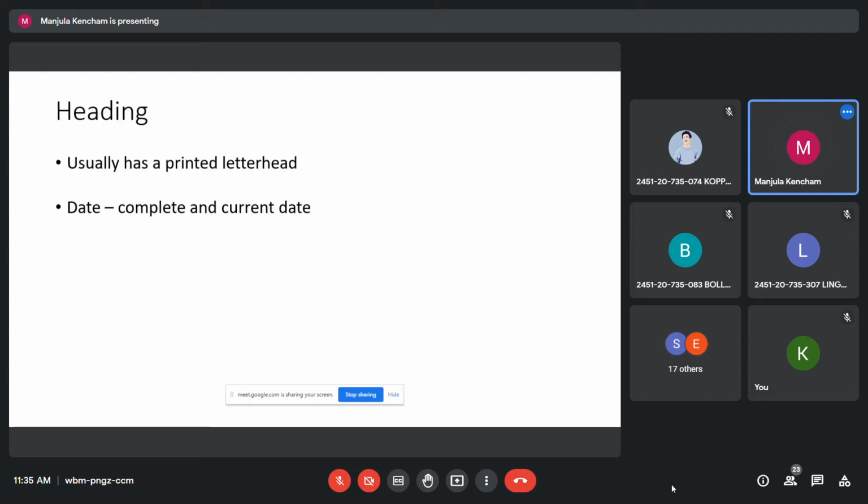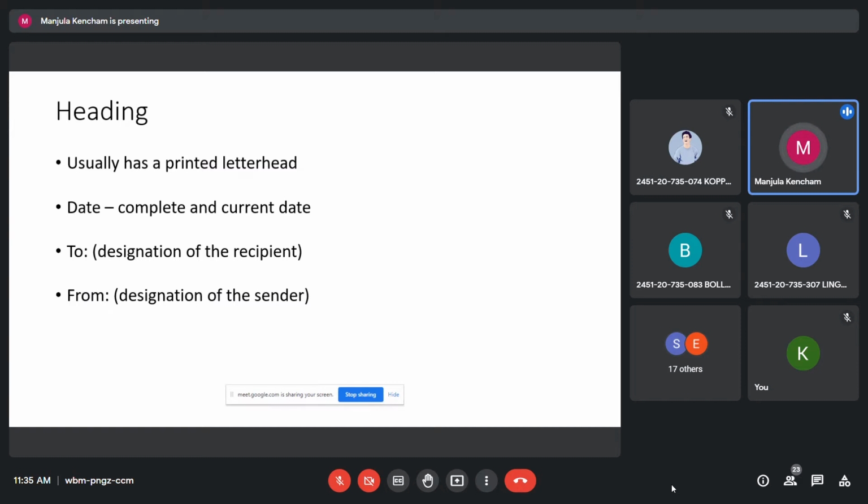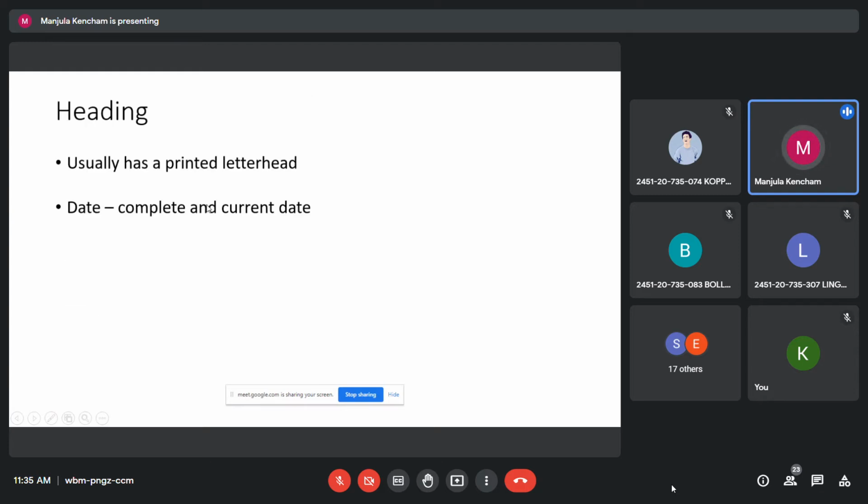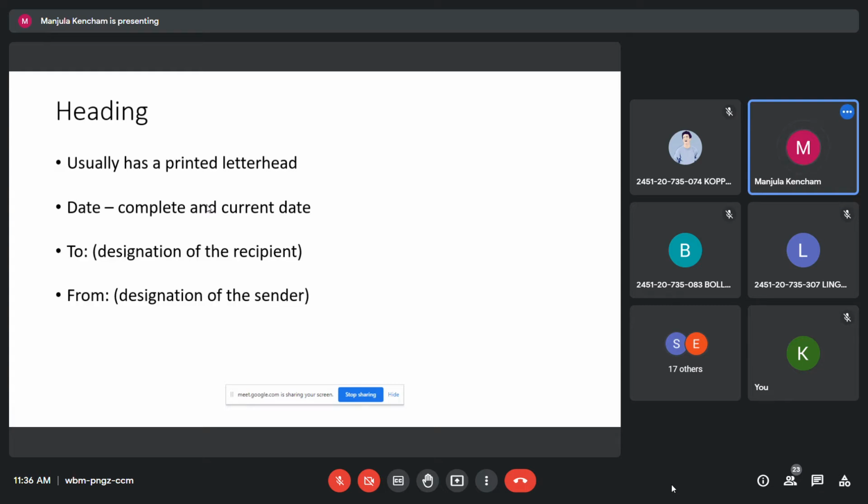Heading. You can see the letterhead format is what we have noticed in the heading. This is the letterhead format where the entire heading is printed. Do not have any doubts about it. If at all you are attempting a memo, you should use a letterhead format only. Designations of the sender, the receiver, etc. Subject.